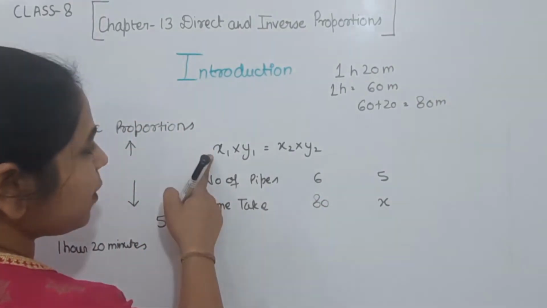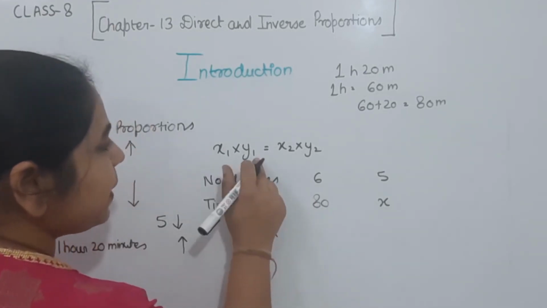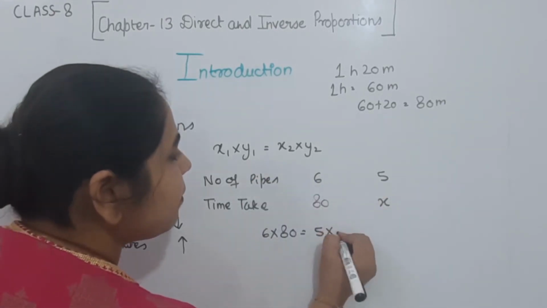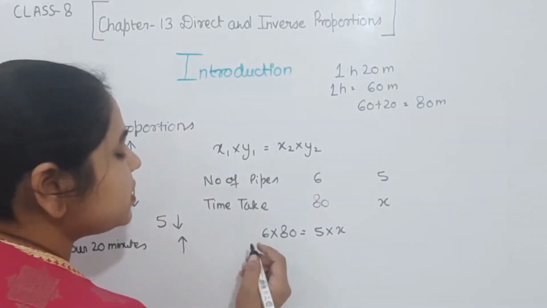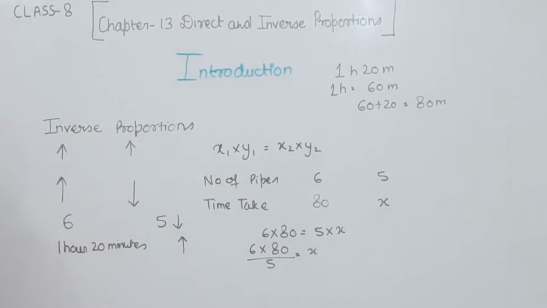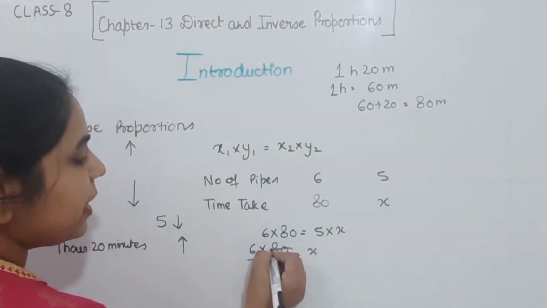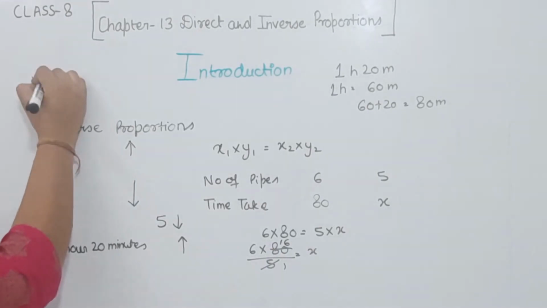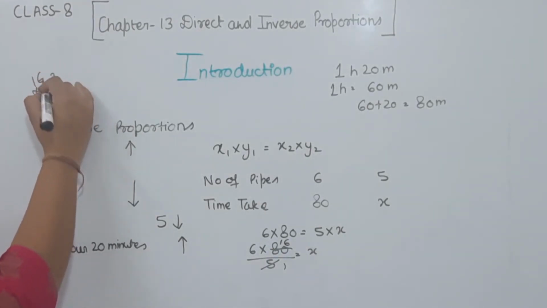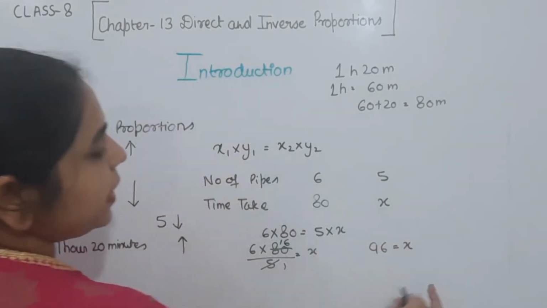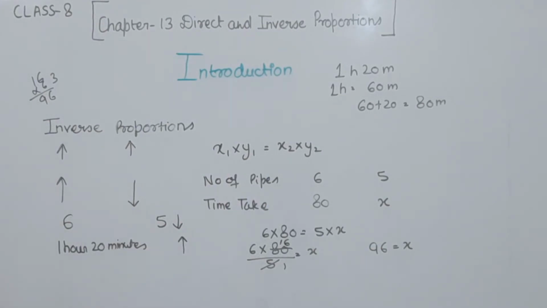Now I'm going to write this in this form. x1, 6, multiplied by y1, that is 80, is equal to 5, this is x2, multiplied by y2, which is x. Now I'm going to transpose this 5 from the right hand side to the left hand side. So we have the value of x. Now we are going to solve this one. 5 ones are 5, remainder 3. This is 30, 5 sixes are 30. Now we have 6 multiplied by 16. 6 sixes are 36, carry 1. 6 ones are 6 and 3 is 9. So this is equal to 96 minutes. So the value of x is 96 minutes.